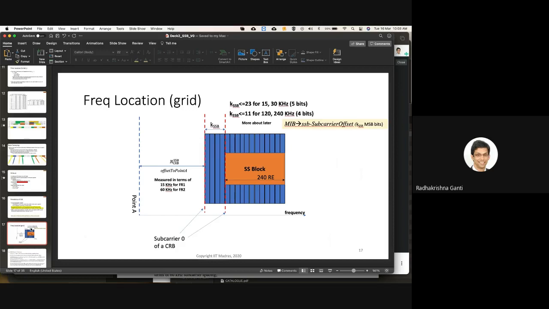So now let's look at the frequency location. When we were looking at the channel raster in the previous classes, what we said was there's a point A, that's a reference point, and there's something called offset to point A, to which SS blocks.